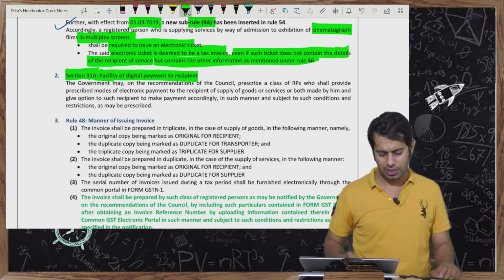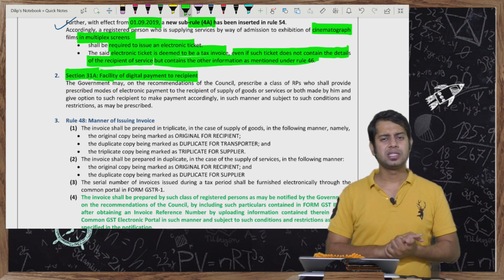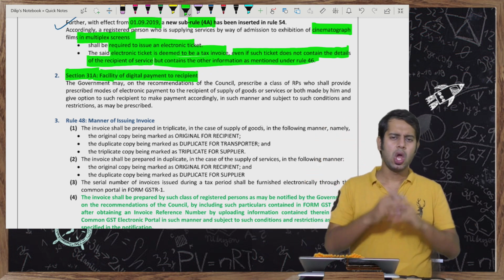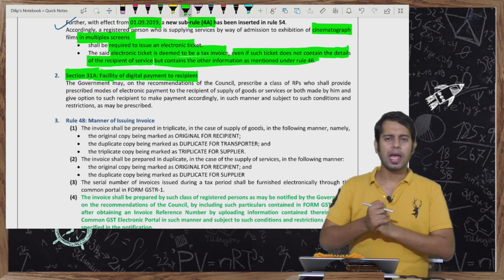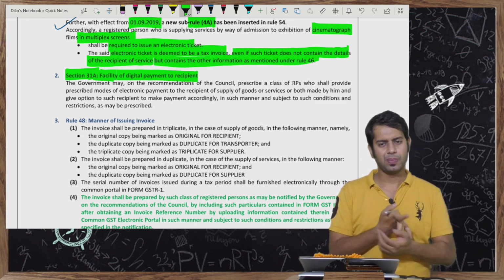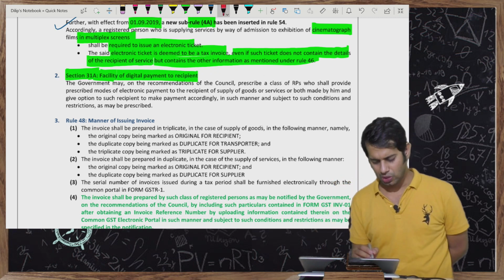There is a new section 31A which has been added, which is telling that government may notify different class of registered person or different class of suppliers who can accept digital payments from their recipient. Nothing is notified as of now.